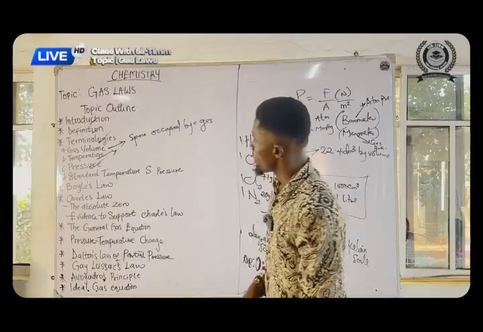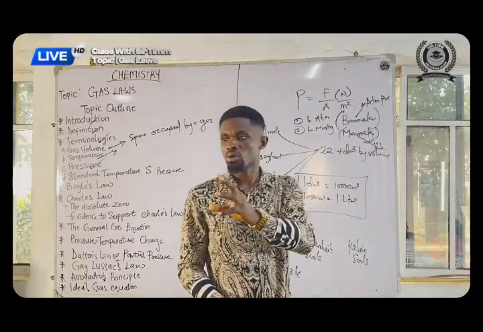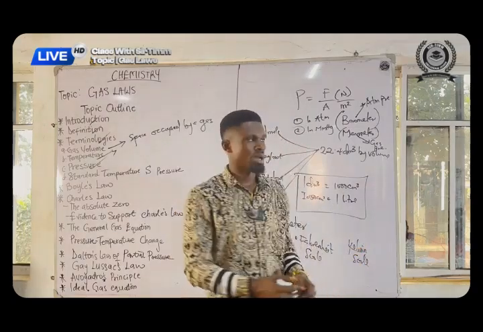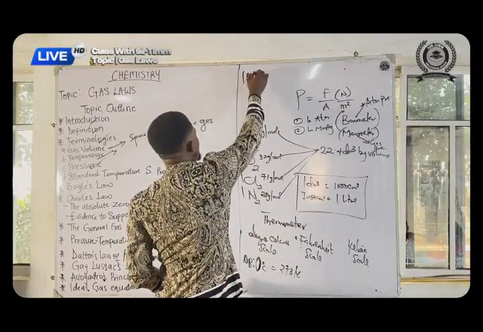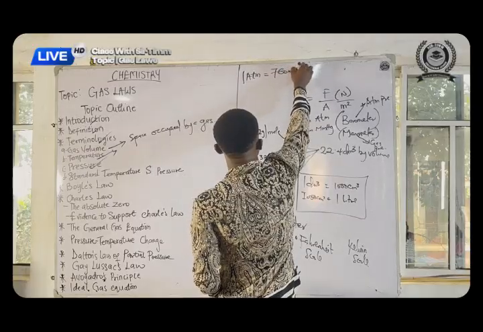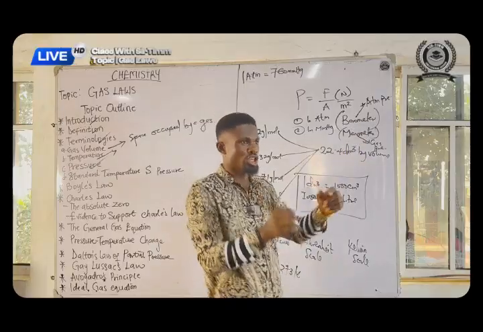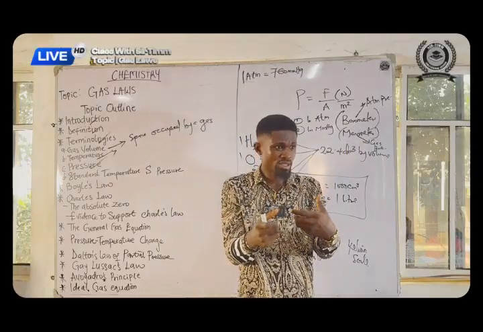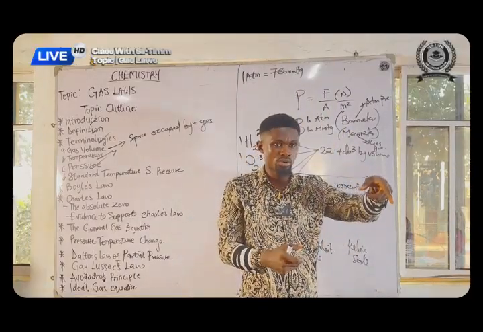Are you with me? Okay, and of course, the atmospheric pressure has a constant value. The constant value of atmospheric pressure is that 1 atmospheric pressure, 1 ATM, is equal to 760 millimeter of mercury. The barometer you're seeing is calibrated. It has a fluid in it, known as mercury. Don't forget that mercury is the only liquid metal.